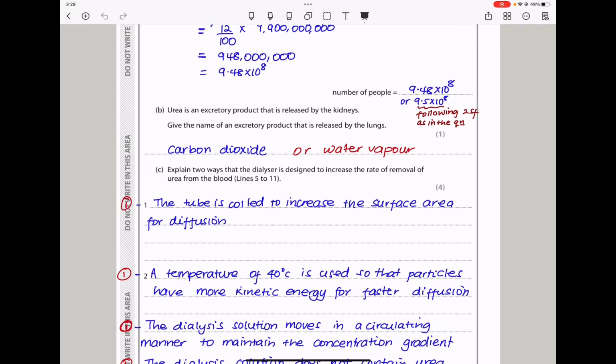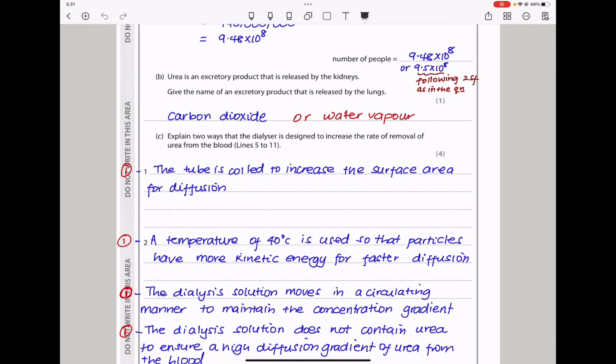In part B, urea is an excretory product that is released by the kidneys. Give the name of an excretory product that is released by the lungs. The lungs release carbon dioxide and water vapor, so any of these would be acceptable. Part C, explain 2 ways that the dialyzer is designed to increase the rate of removal of urea from the blood. Here, this is line 5 to 11.